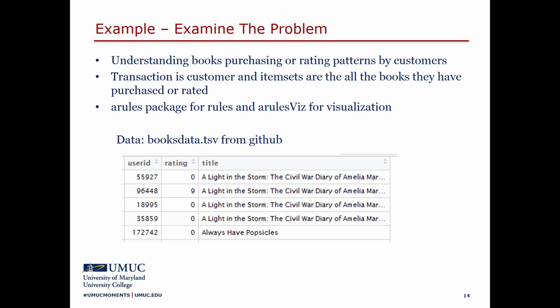Okay, here are a few cases of the data. As you can see here, a few instances of the data. The user ID, their rating for any given book. This is the title of the book. For the purpose of extracting rules, in this particular example, we're not going to be using the rating.